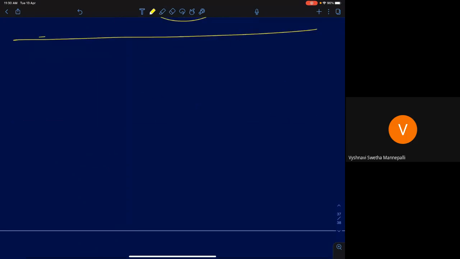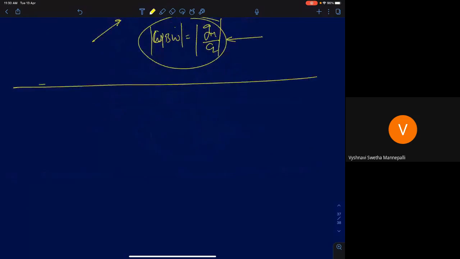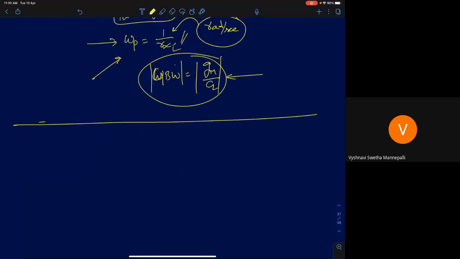Now the next, we'll look at a common drain amplifier. Gain bandwidth product is usually a magnitude of this term. So we'll just take the mod of this and express it as gm by CL. We just take the mod of it and represent it, because we can compare different amplifiers with the same gain bandwidth products.